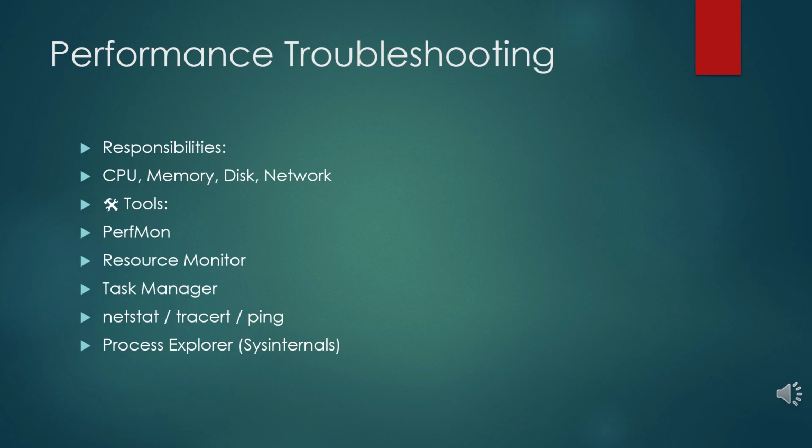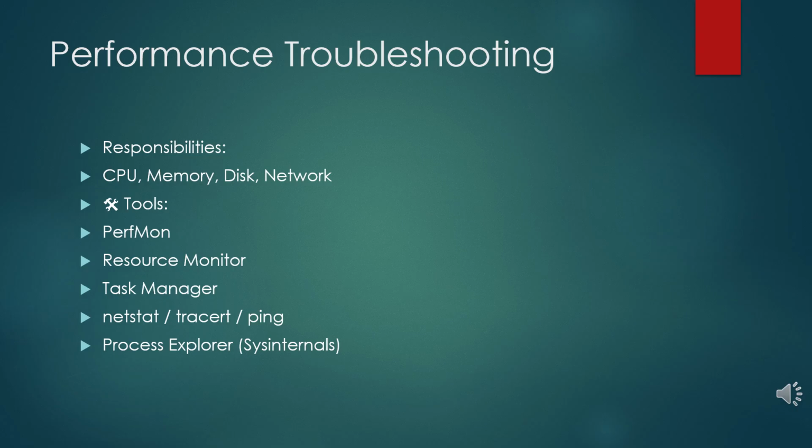Let's start with CPU. If CPU usage is high, the server may become slow or unresponsive. In such cases, the first tool we check is Task Manager. Task Manager gives a quick overview of CPU utilization and shows which processes are consuming resources. If we need deeper analysis, we use Resource Monitor. This helps us understand how CPU is being used across different processes and services.